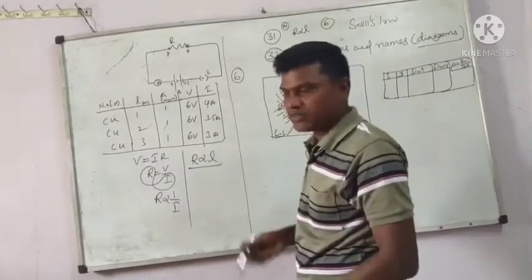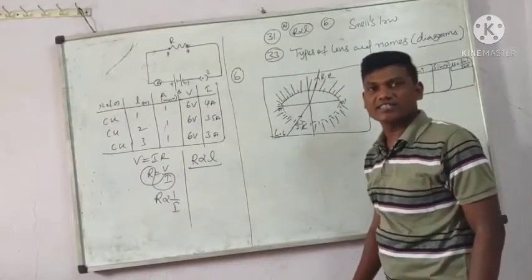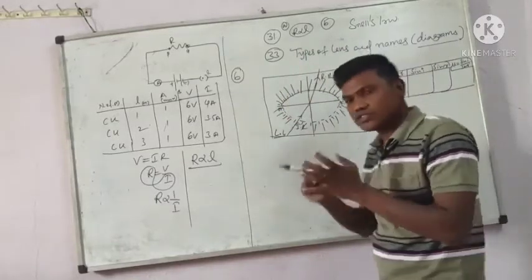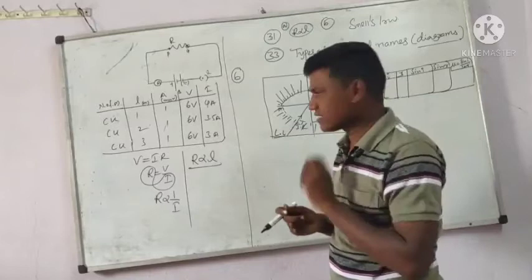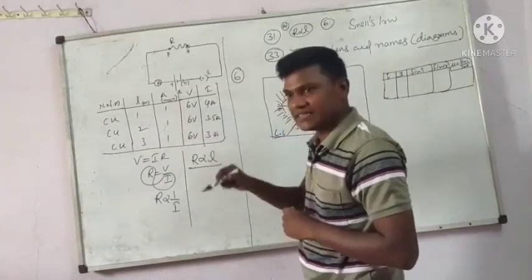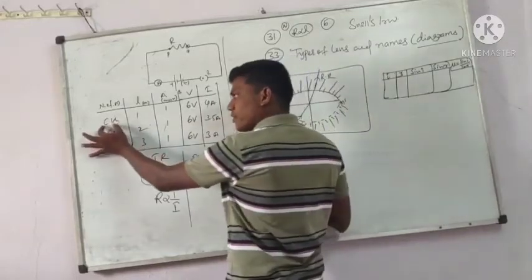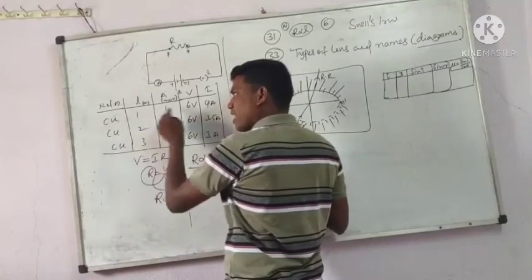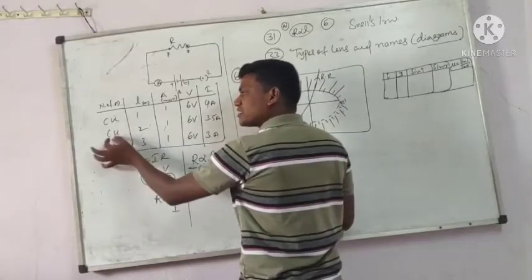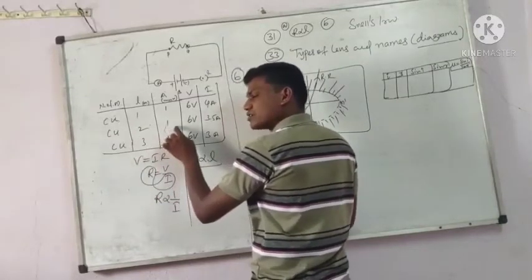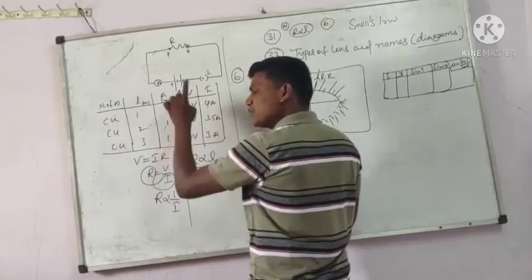So first of all, to prove the relation between resistance and length of a conductor, we can take copper conductors of different lengths but the same area of cross section. The first is 1 meter of copper wire with 1 millimeter square area. In the second case, 2 meters of copper wire with 1 millimeter square area. In the third, 3 meters of copper wire with 1 millimeter square area.